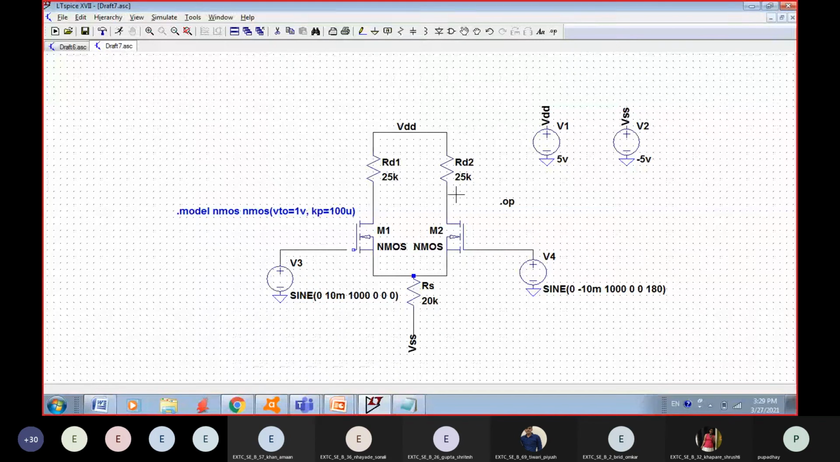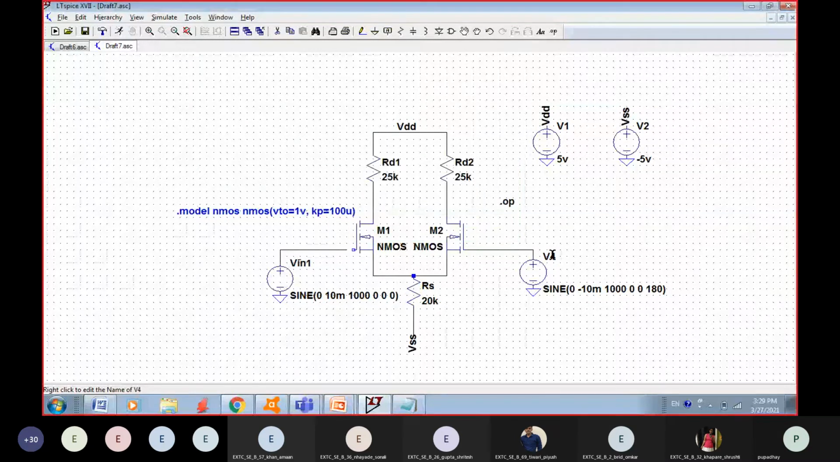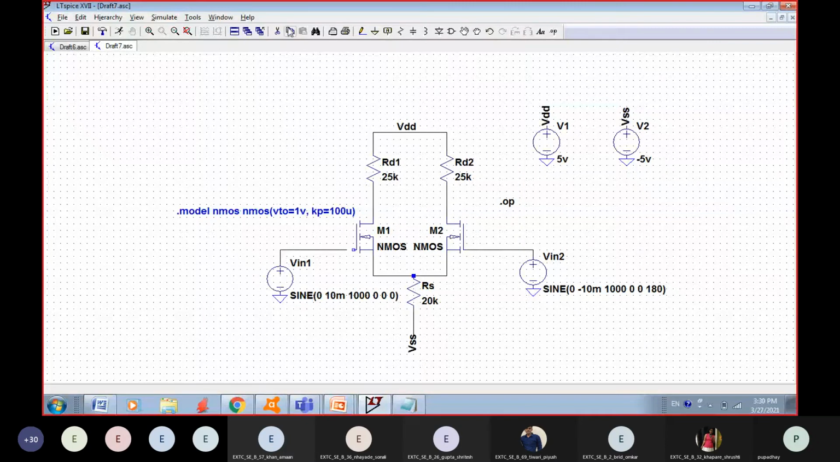Before that, I will just name it v1 and this as v2. So v1 and v2. So this is how everything is connected. Simulate and we will run. Yeah, before running, there is one thing left. Can you tell me what is that? I have explained that in the video. So you remember that?